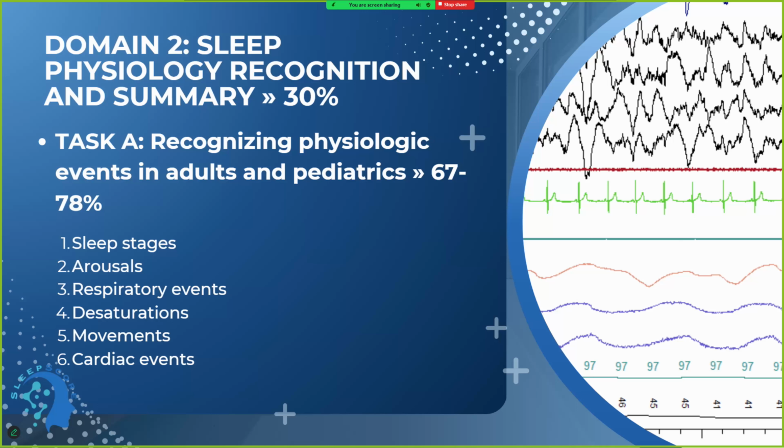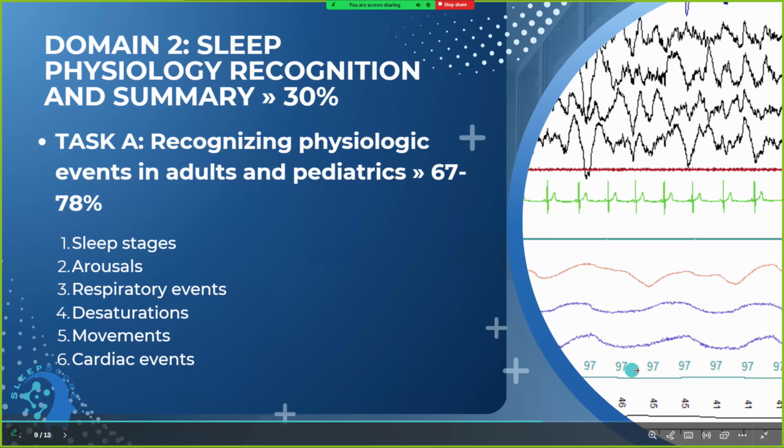What is a physiologic event? You need to know the stages of sleep: stage 1, 2, 3, REM sleep, wake. Looking at this wave, you need to know whether the patient is asleep or awake. Arousal means when the patient wakes up from sleep. How do you know whether the patient is awake or just has an arousal? And how do you recognize different types of respiratory events? The patient is holding breath, breathing, or not breathing.